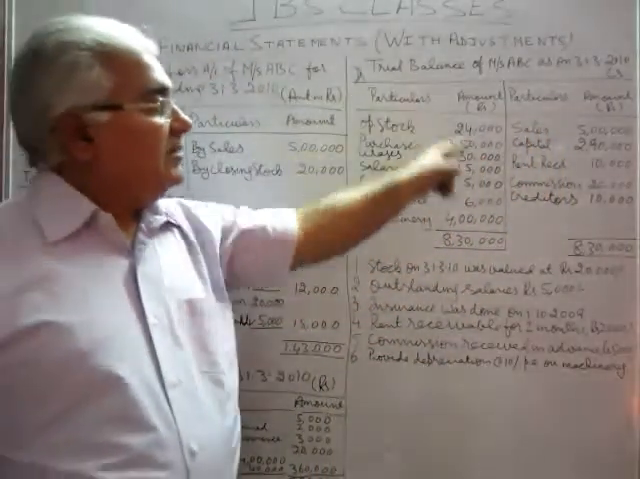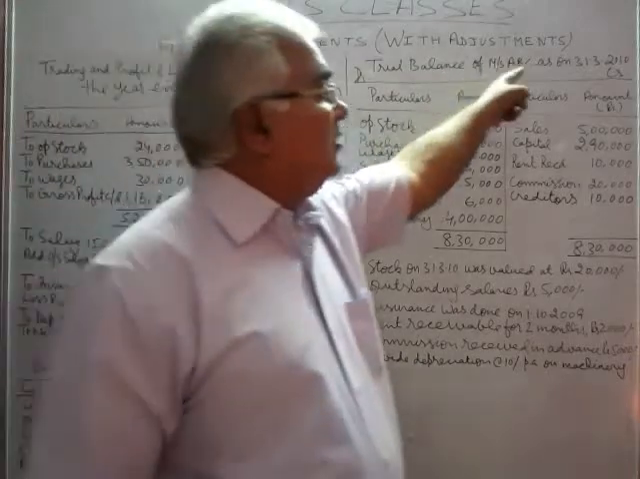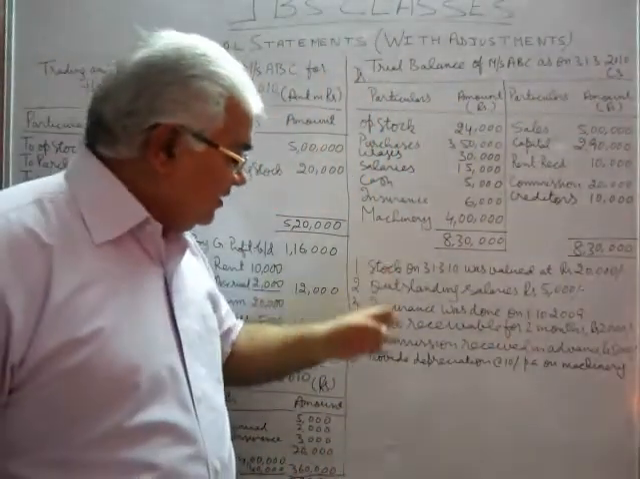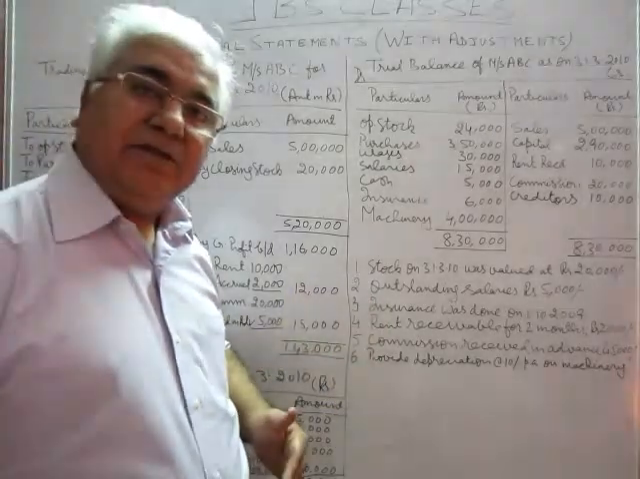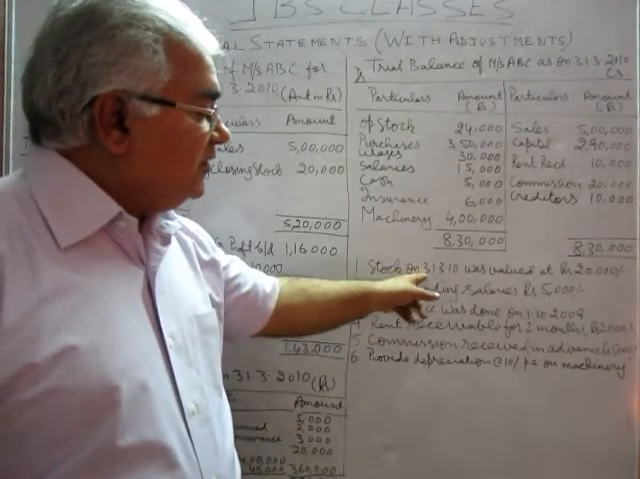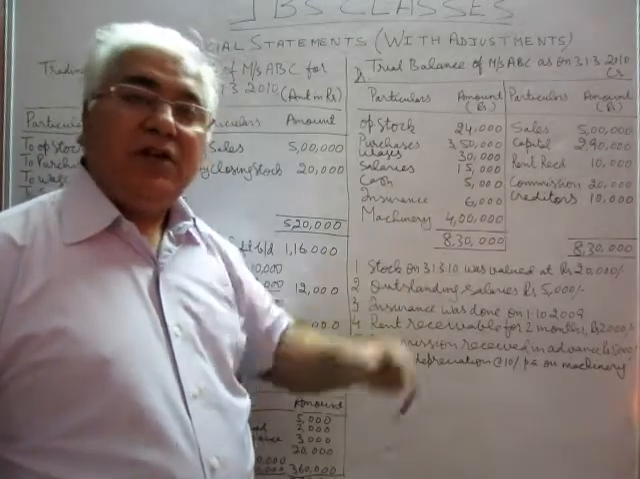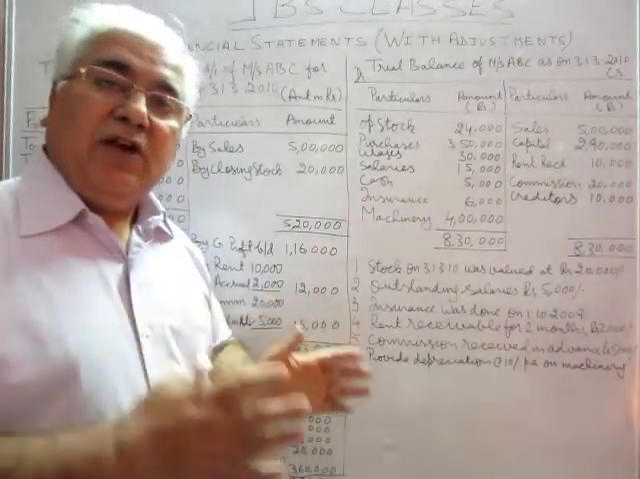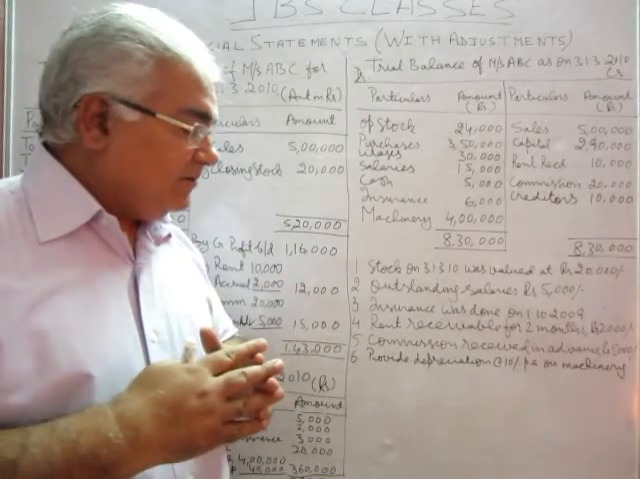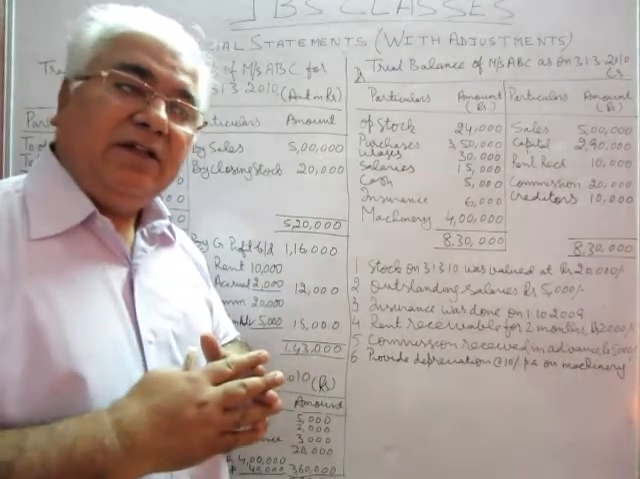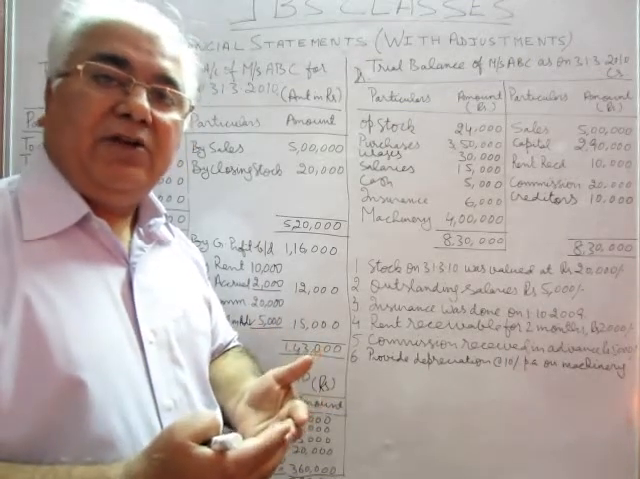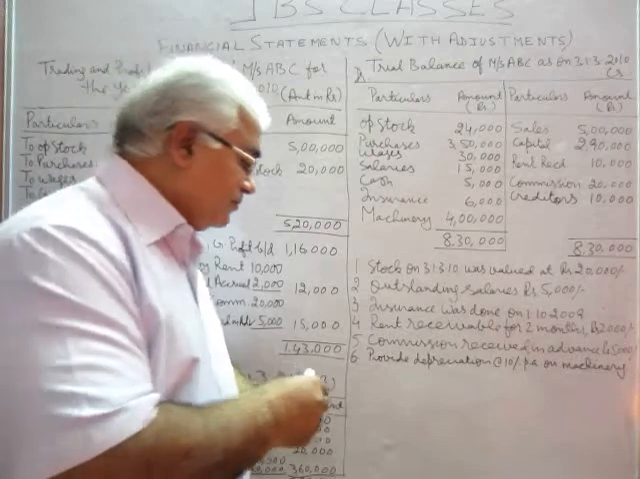Now this is the trial balance given to you as on 31/3/2010. Now these are the 6 adjustments given to you. First of all, stock on 31/3/10 was valued at rupees 20,000. So now you have to bring this into books. Now what entry you will pass? Entry to be passed is closing stock account debited to trading account.